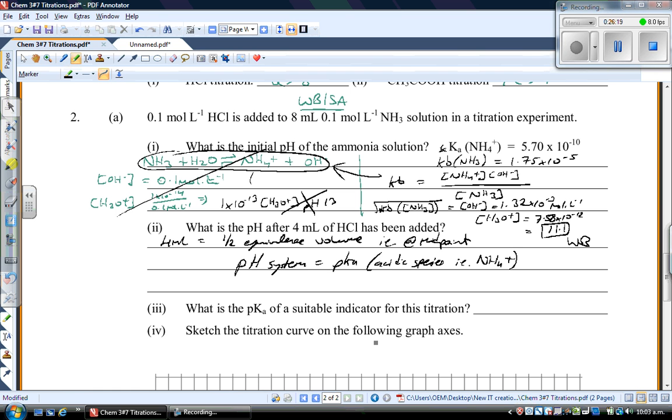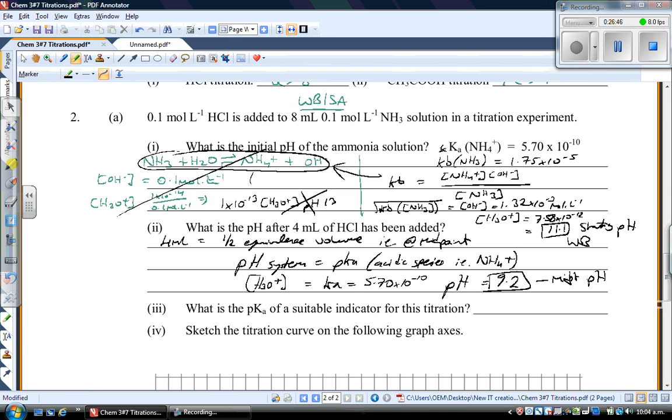So we can simply say that the concentration of H3O+ is going to be equal to the Ka, which is equal to 5.70 by 10 to the minus 10, and therefore the pH is going to be equal to 9.2. So that was an easy calculation. So we have the starting pH, we have the midpoint pH. Now what else do we need?